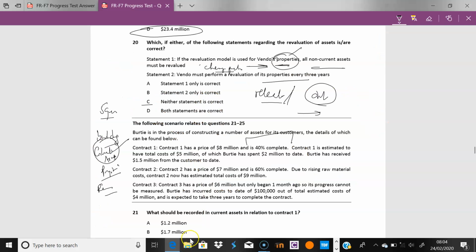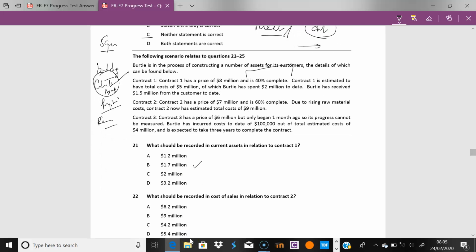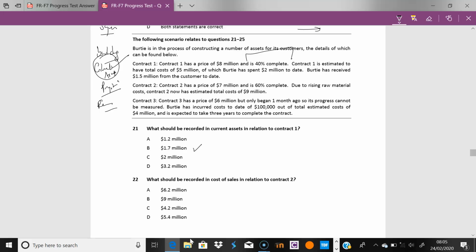Yeah, so we have 1.7. What should be recorded in the current assets? 1.7 million, right? Great. Let's look at the second contract.